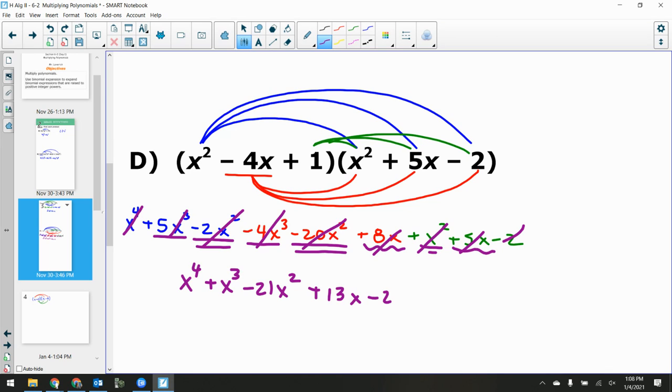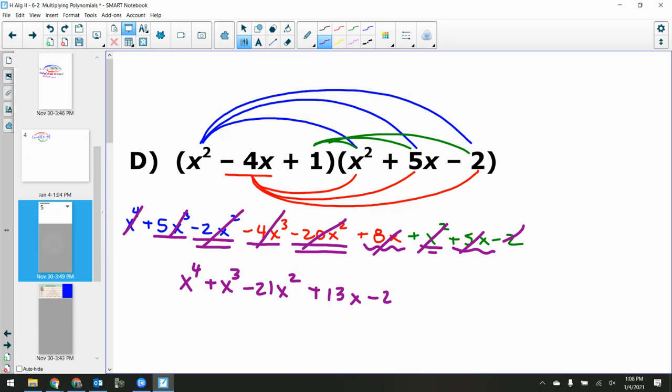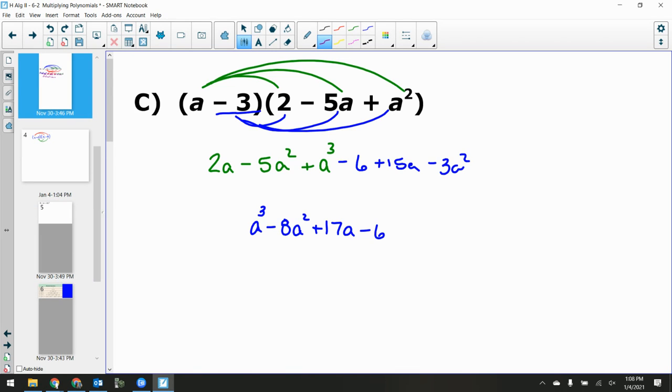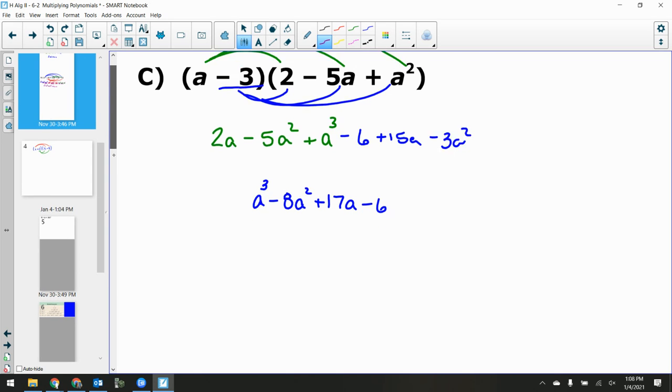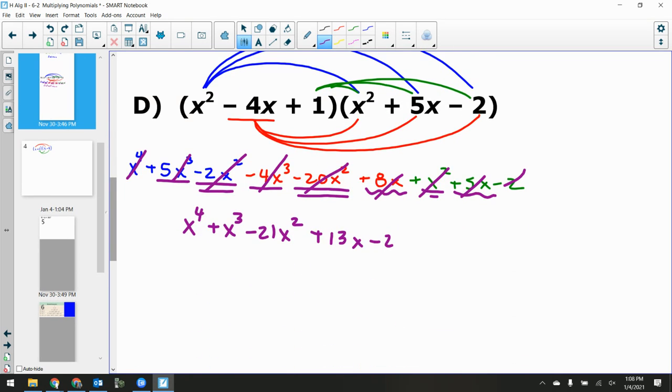As long as you stay organized, and as long as you're careful, the process is not difficult. You're just doing the distributive property and then combining like terms. So let's work with some powers. Did I lose anybody there? Anybody still need the work for this one?